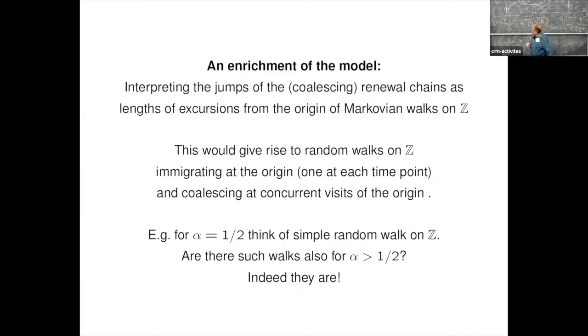Now, an enrichment of the model would be to not look at the renewal chains, but find a process which has these renewal lengths as its excursion lengths. It's just a nice enrichment of the model. This would give rise to random walks on the integers, immigrating at the origin at each point, and coalescing only at concurrent visits of the origin. Now think of ordinary random walk on the integers, and let ordinary random walkers immigrate at each time point at the origin and let them move. Whenever two of them come together at the origin, they coalesce. So it's local coalescence of ordinary random walks.